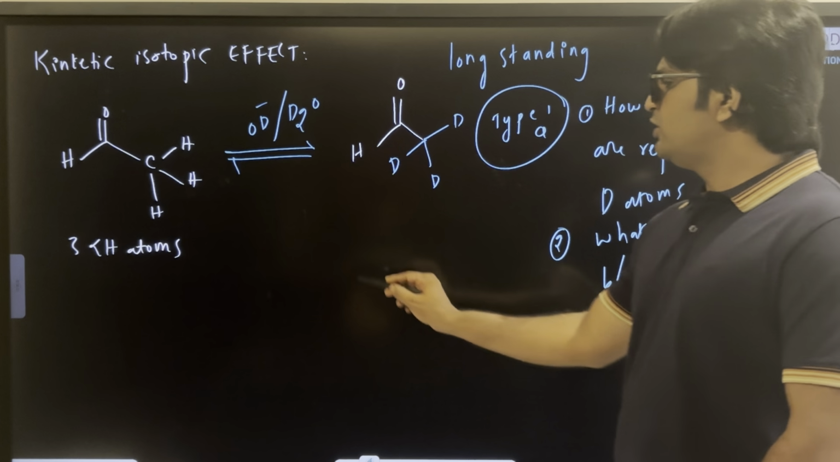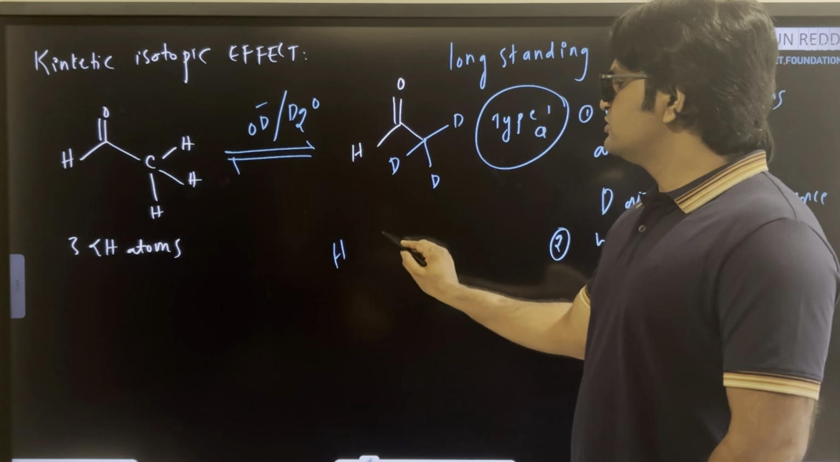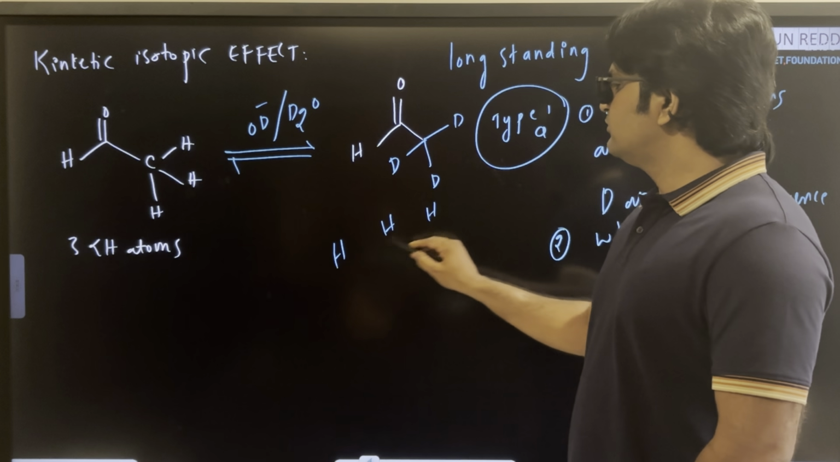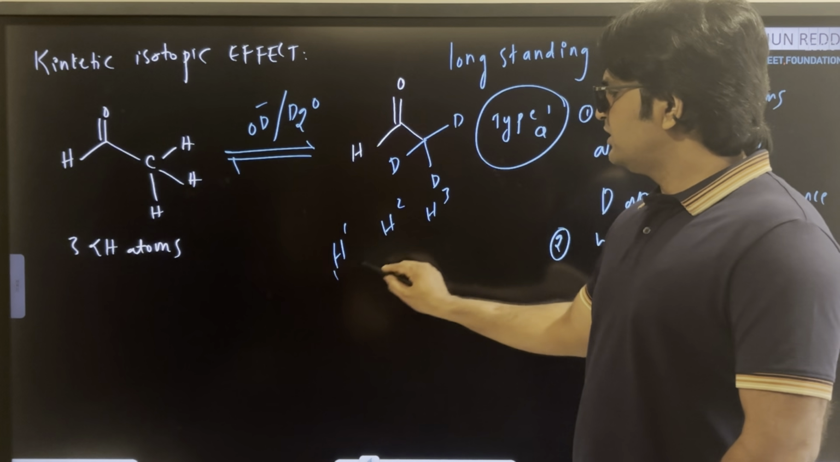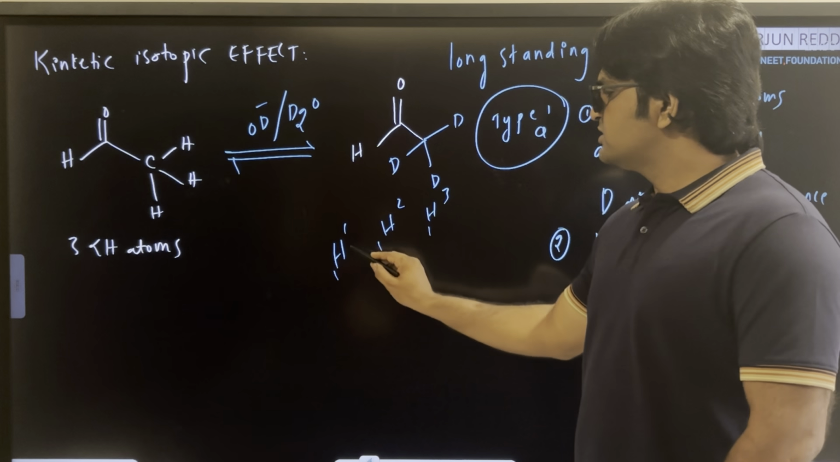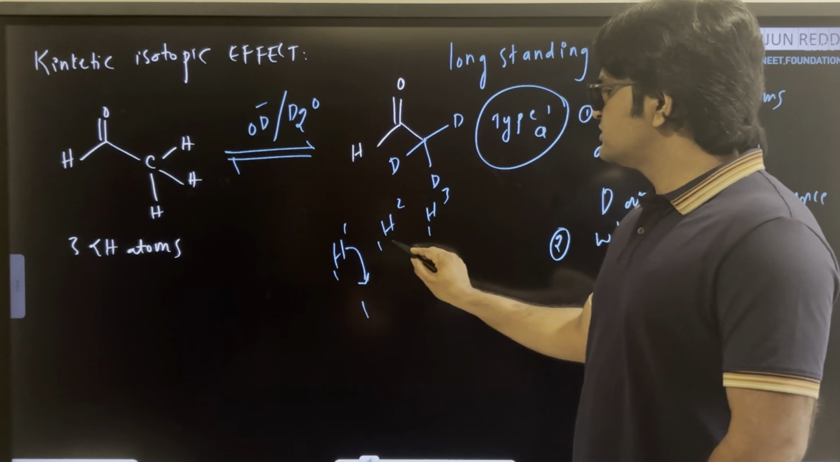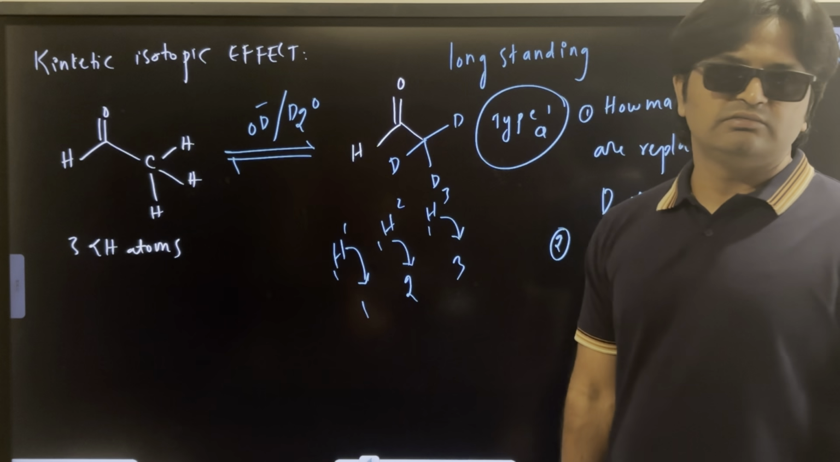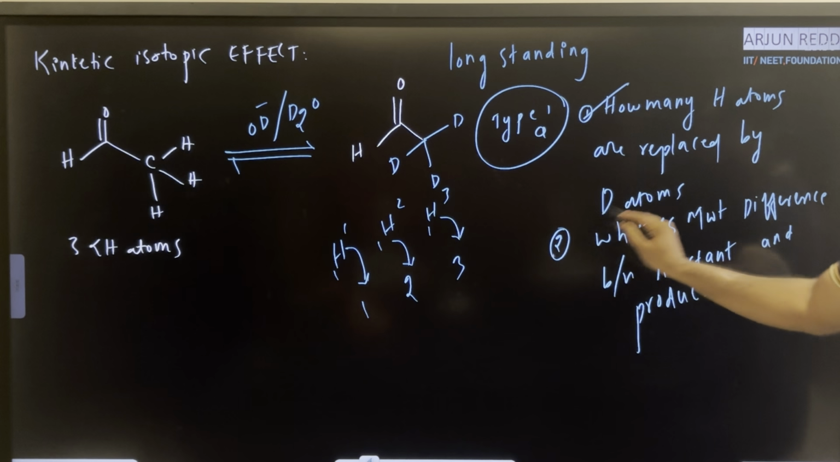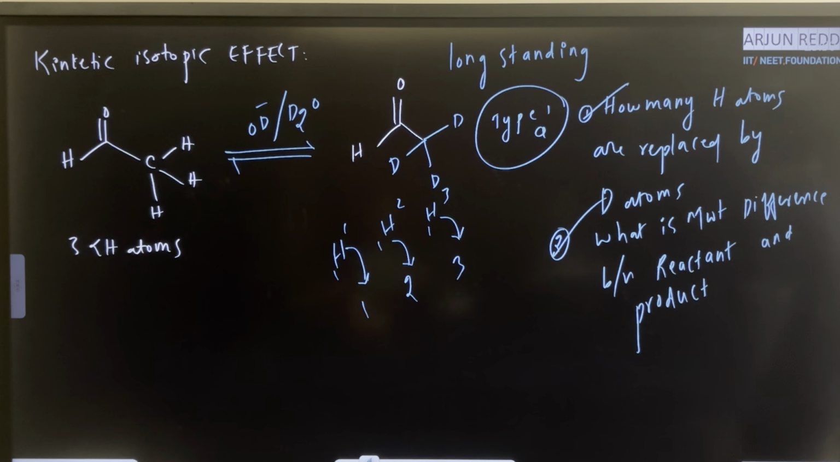Now here among the hydrogen isotopes, hydrogen, deuterium and tritium, what is the mass? 1, 2 and 3: H11, H12 and H13. What is the mass number of this proton? 1. What is the mass number of deuterium? 2. What is the mass number of tritium? 3. So from that you can calculate the molecular weight difference between reactant and product.